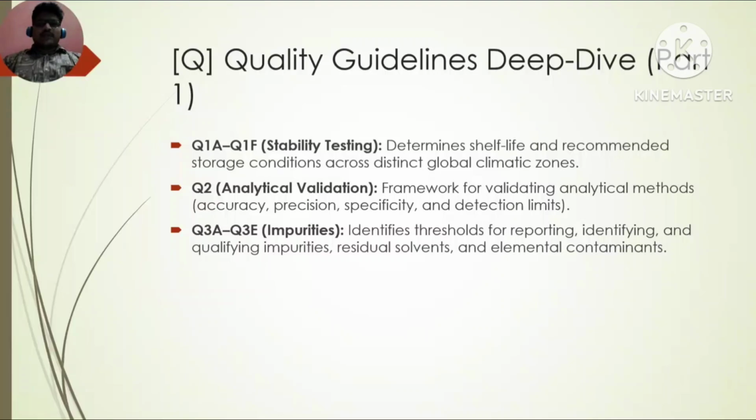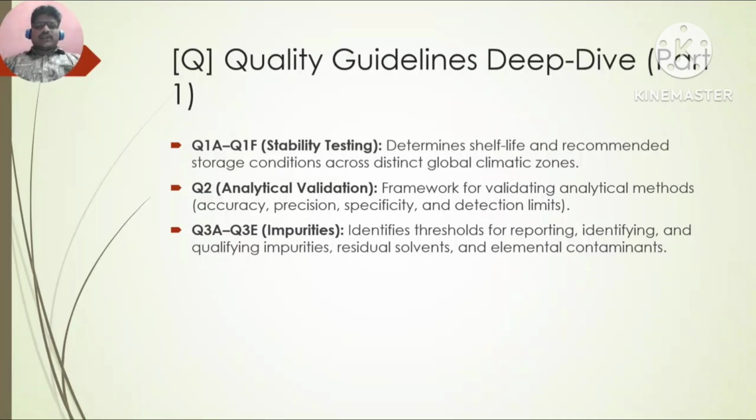Now, deep dive. Q1. Q1 is subdivided into A to F. For stability testing, it determines shelf life and recommended storage conditions across distinct global climatic zones. Q2. For analytical validation, it gives a framework for validating analytical methods such as accuracy, precision, specificity, and detection limits.